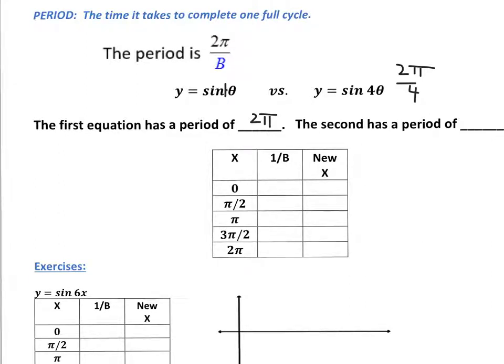What do you get there? What do you get? Pi over 2. All right, so here comes the tricky part, okay? When we go to graph, our ending is gonna be at pi over 2.